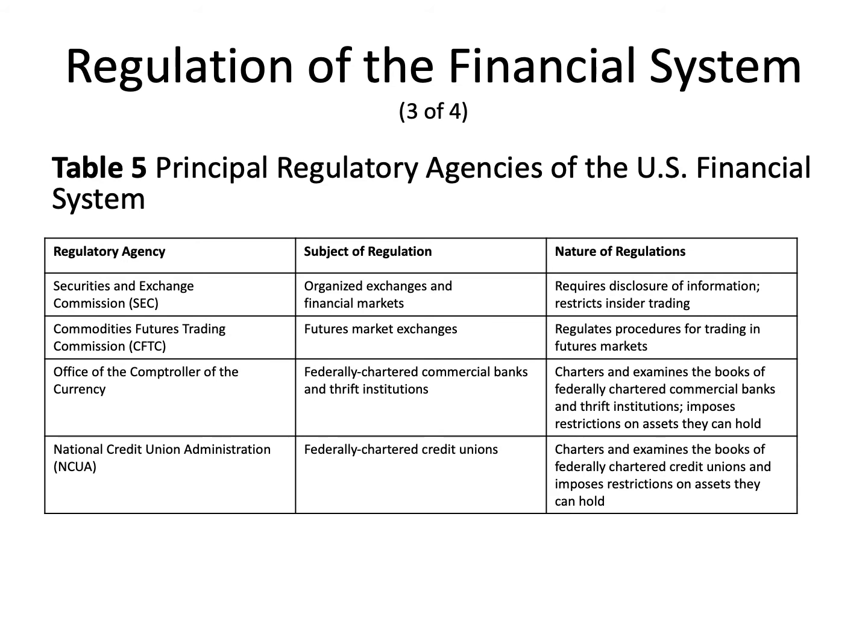What are the main regulatory agencies of the financial system in the United States? The SEC, which looks at organised exchanges and financial markets. Commodities Futures Trading Commission, futures markets. Control of the currency, chartered commercial banks and thrift institutions. National Credit Union Administration.